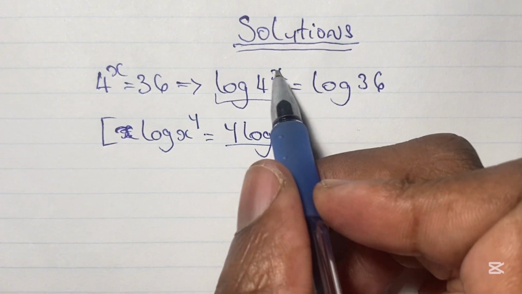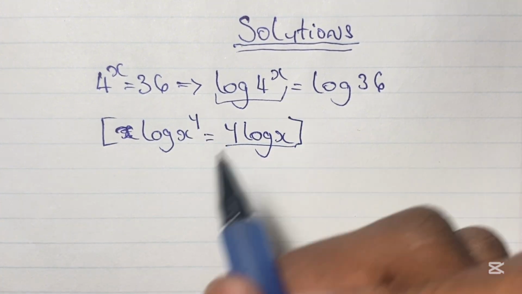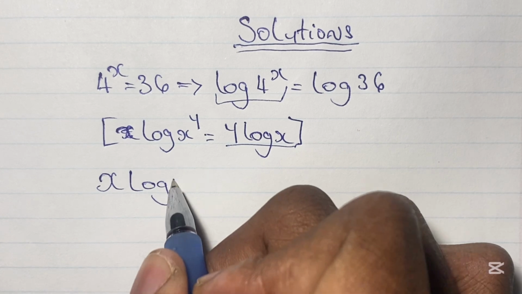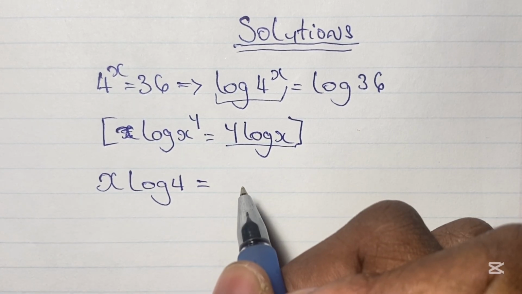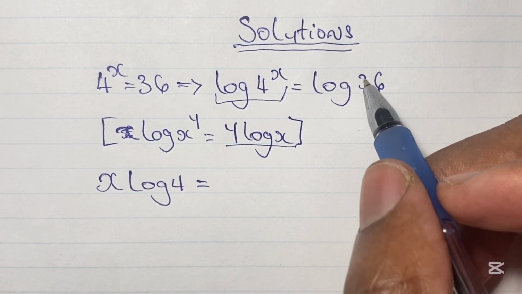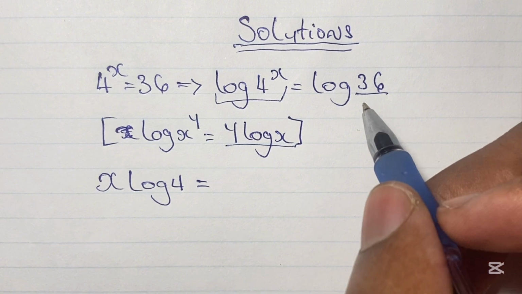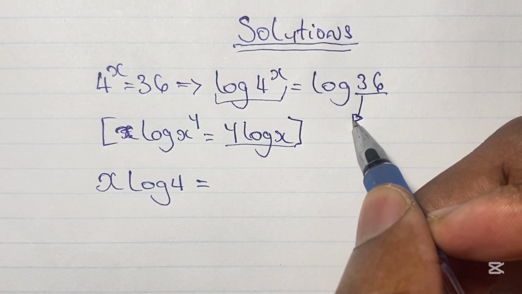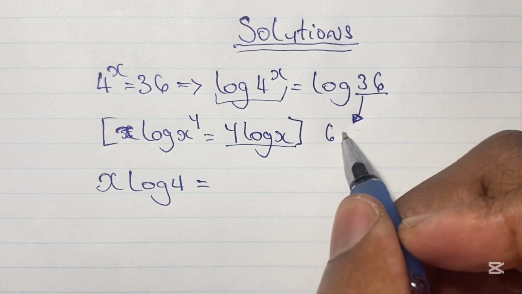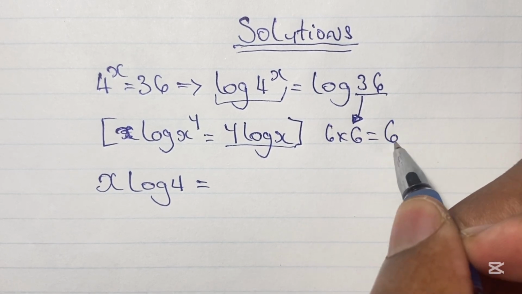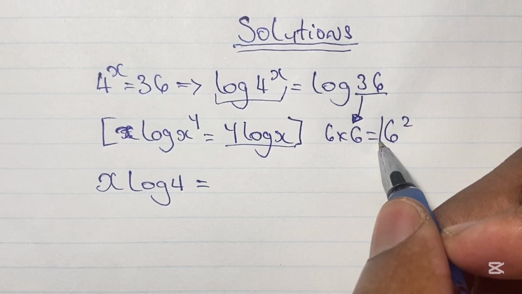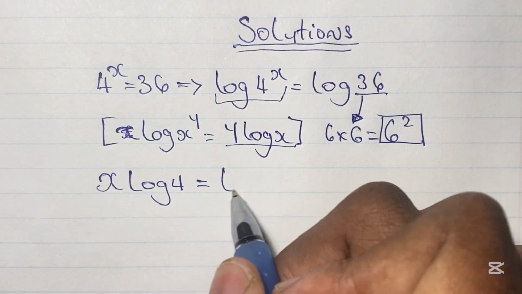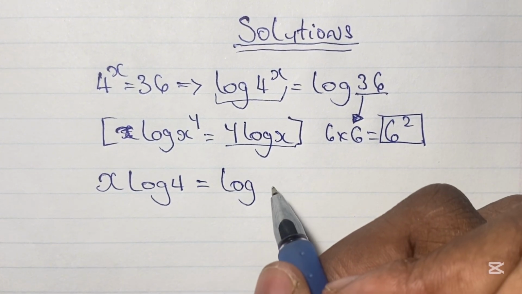So from here we take the variable x, like the y here, and we use this to express our equation. So we say x log 4 is equal to the log of 36. But for the log of 36, we know that 6 is a squared number, which means that we would have 6 times 6, and 6 times 6 we know as 6 squared. So we can put it into our equation as the log of 6 squared.